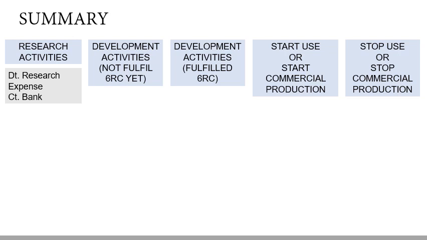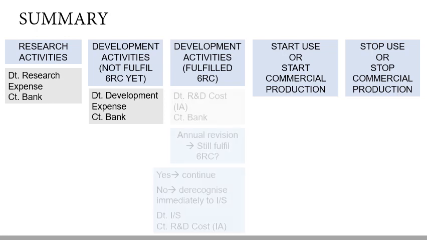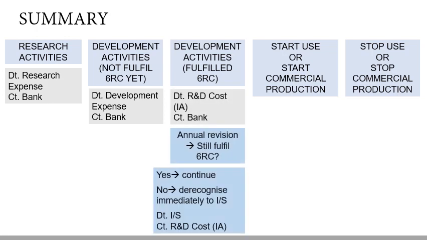For the development phase, especially at the earlier periods of the phase, we do know that the project will not fulfill the 6 recognition criteria yet. Therefore, all costs will still need to be expensed. As we go towards the end of the development phase, there will be a point where the project eventually fulfills the 6 recognition criteria. Thus, that is when we can start to defer the costs incurred and capitalize it at the end as an intangible asset.